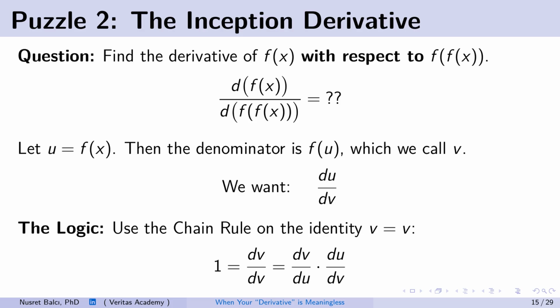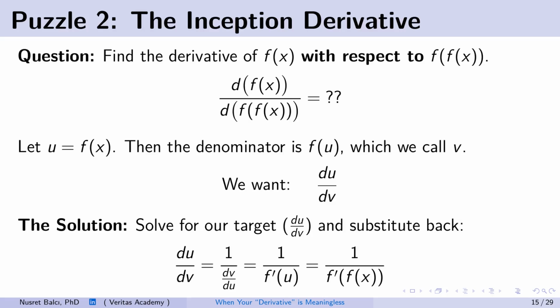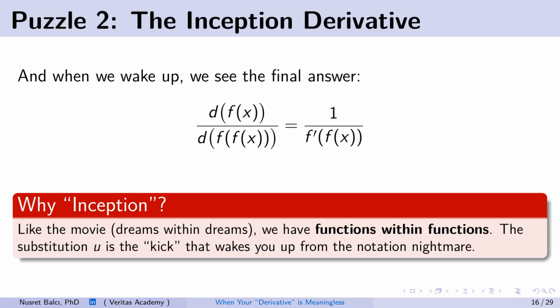Since the derivative of v with respect to itself is 1, applying the chain rule results in du over dv being just the reciprocal of dv over du. Since v is f of u, the derivative dv over du is just f prime of u. So our answer is 1 over f prime of u. Substituting back, the final answer is 1 over f prime of f of x. Just like the movie Inception, the substitution symbol is the kick that allows us to escape the nested levels.